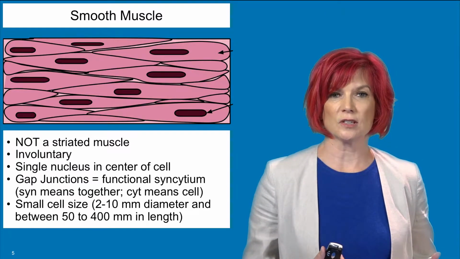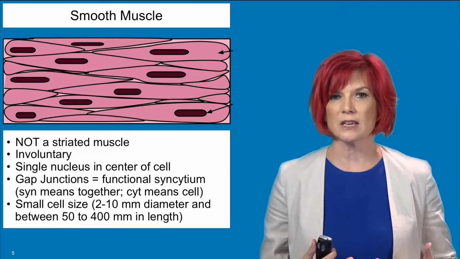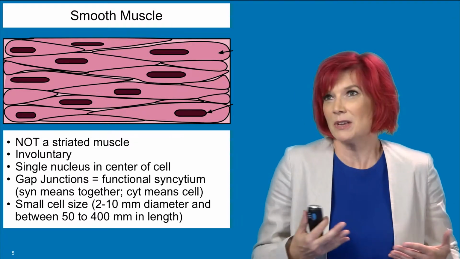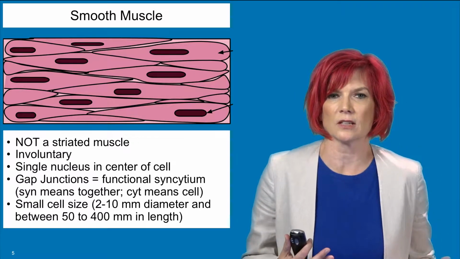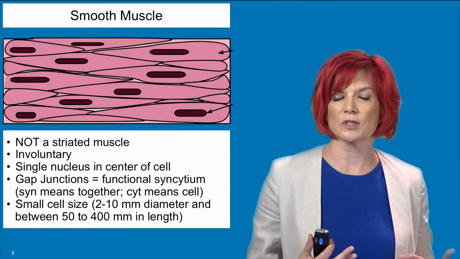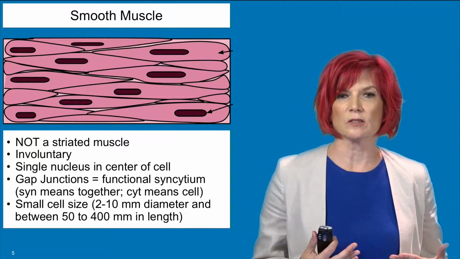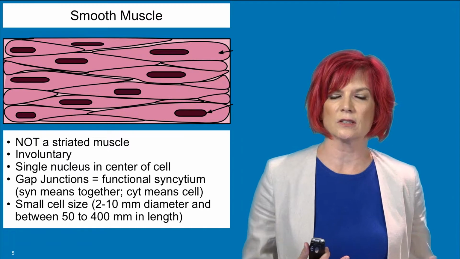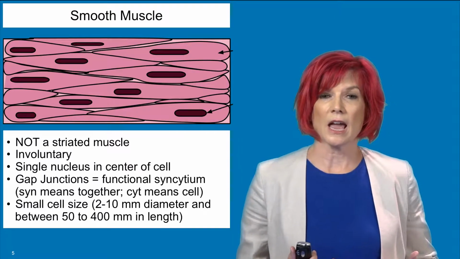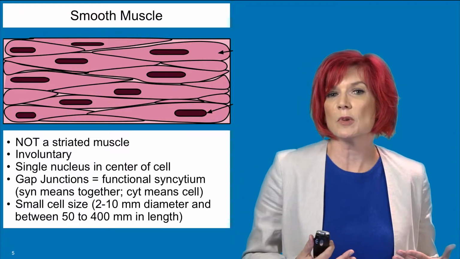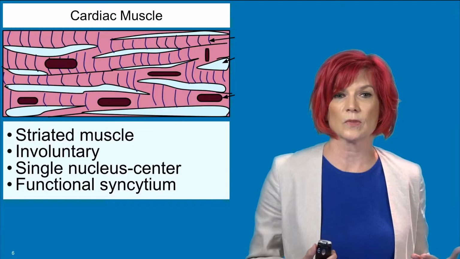The nucleus, as you can see in this diagram, is actually located in the center of the cell, like it is for a lot of different cells. That's not the case for skeletal muscles, you'll see in a moment. So smooth muscle can be found in many different organs, including blood vessels and the intestine. So smooth muscle really is everywhere.